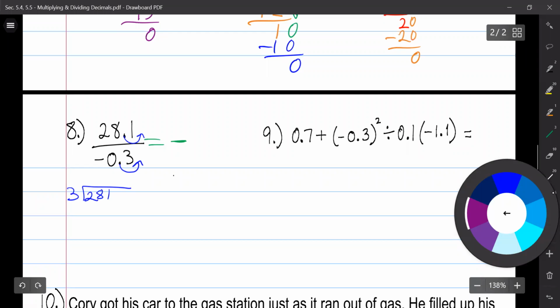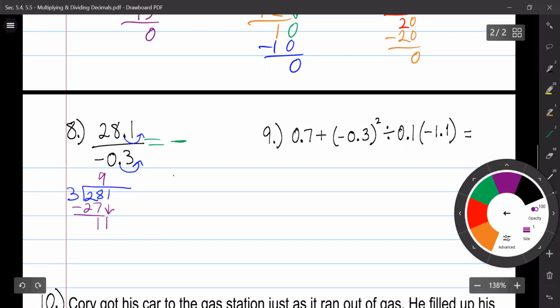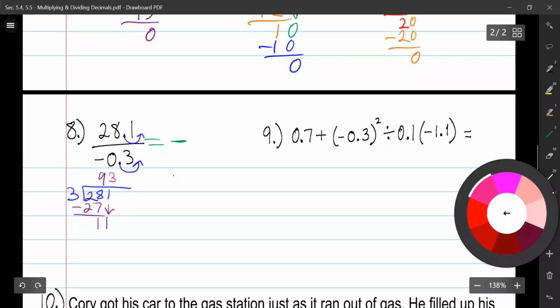So 3 goes into 28 9 times. 9 times 3 is 27. 28 minus 27 is 1. Bring down another 1. And then 3 goes into 11 3 times. 3 times 3 is 9. 11 minus 9 is 2. So now I need to write 0.0. And I'll also put the decimal point after the 3 in the answer. So that way I can bring down the 0.